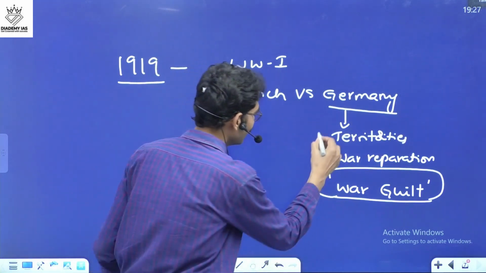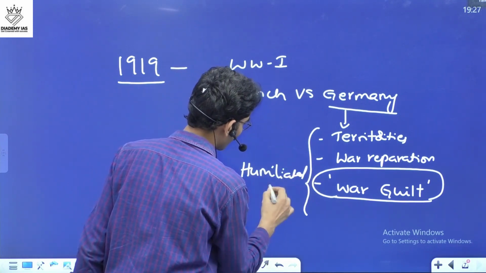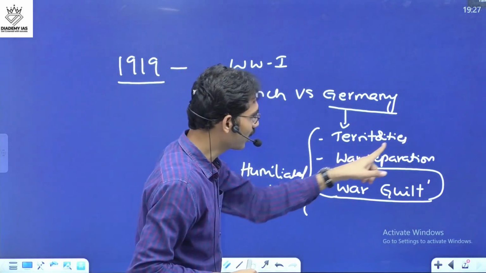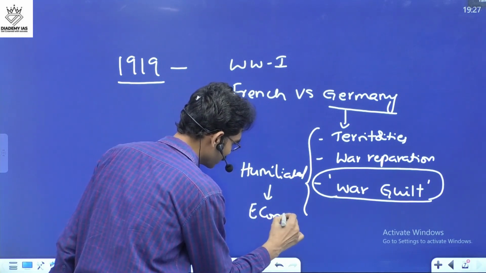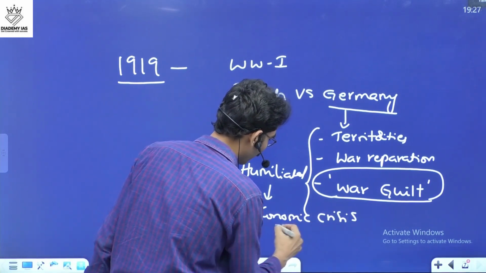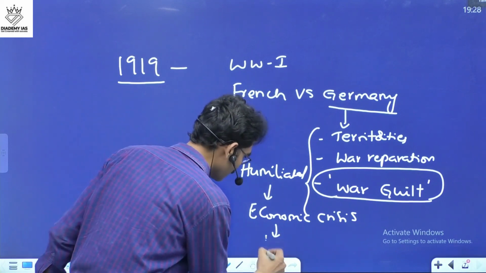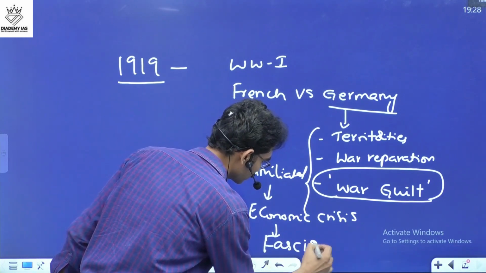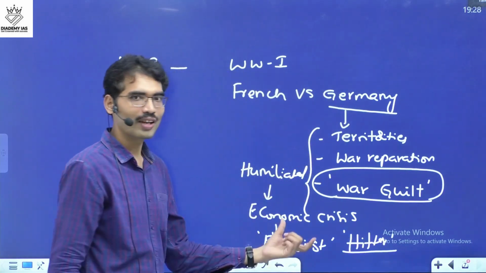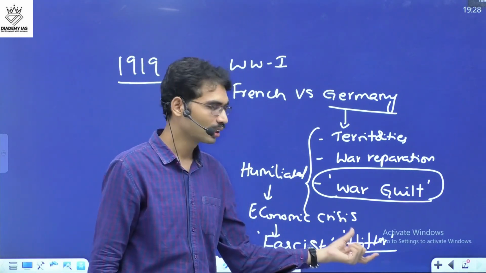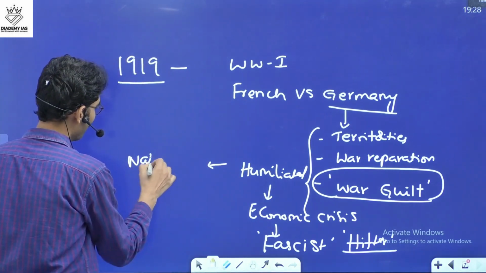As a result, Germans felt humiliated. Because of territories lost and more importantly war reparations, an economic crisis emerged. When the economic crisis emerged, the feeling of humiliation increased. Under these circumstances, leaders like Hitler emerged. These we call fascist parties. Leaders like Hitler and Mussolini talked about complete rabid nationalism.